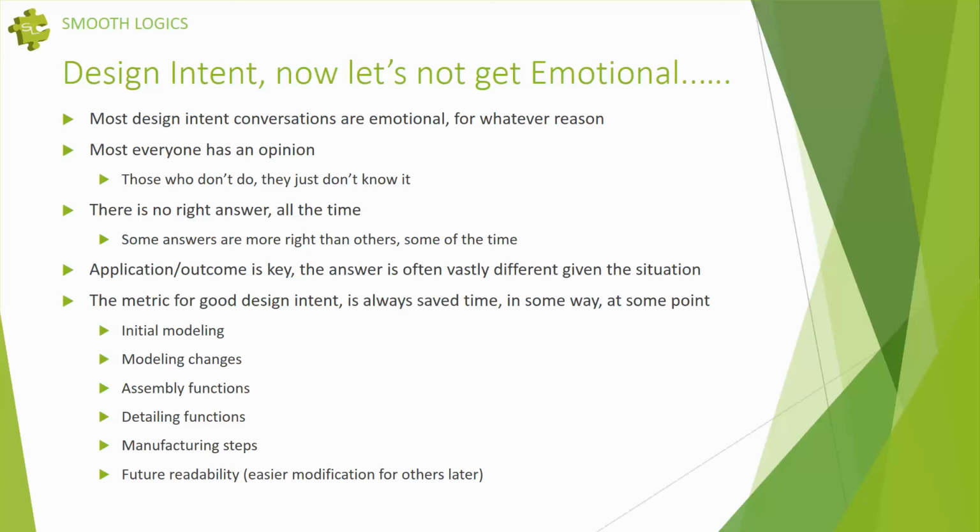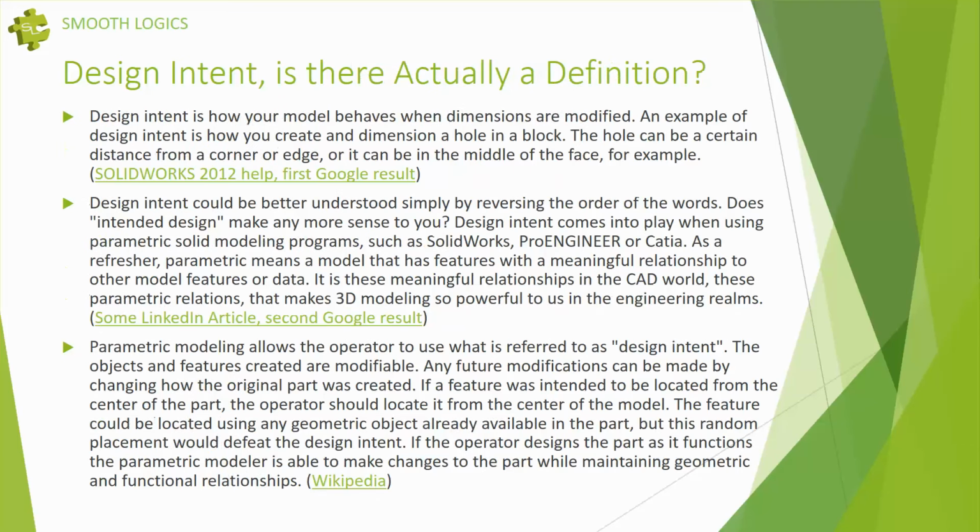When we always step back and say, what is design intent? It's either saving us time in the initial model, in modeling changes, which is really the big one for me. Design intent always comes down to when this changes, what happens. But, and I have an example later, if you're given a detail print and it just says, redraw this and export it into 3D CAD neutral dumb solid IGES, it doesn't matter how you hack that apart. You just need a dumb solid IGES at the end of the day. So there are always some exceptions. But then assembly functions, where you put your planes, your origins, etc. Detailing functions, manufacturing steps, or future readability. If I get hit by a bus, can the next designer pick up my stuff and figure out what I'm trying to do? So I think we're getting closer.